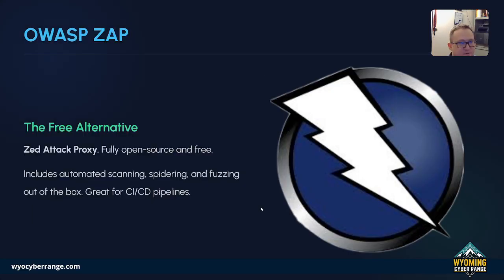Now, if you don't have the budget for Burp Suite, there's always going to be another tool. Your best friend's probably going to be OWASP ZAP. Zed Attack Proxy is what it stands for. It is a fully open source, free alternative. It includes automated scanning, spidering, and fuzzing right out of the box. It's excellent for automating CI/CD pipelines because it is also scriptable and free. Did I mention free? So we can make automated scripts to run through OWASP ZAP as well.